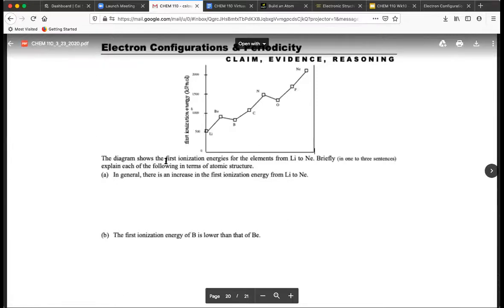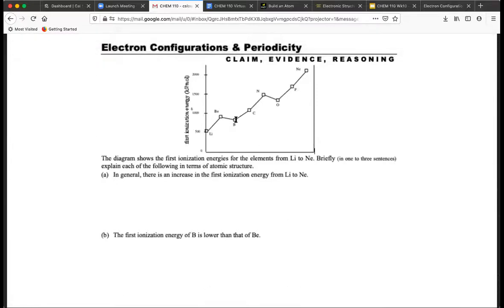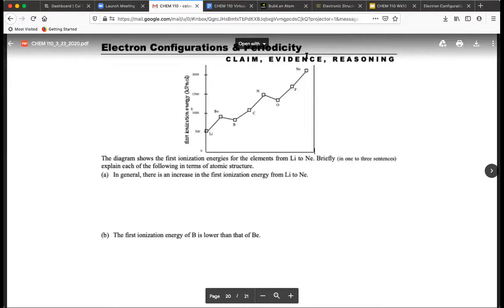So this diagram shows you the ionization energies, or the energy it takes to pull off an electron, for the elements from lithium all the way up to neon. So here's what I want you to think about. The energy here increases as we go up to neon. So if you're looking across the row in the periodic table, why is that? Why is the energy for neon so high? Think about that for a minute.